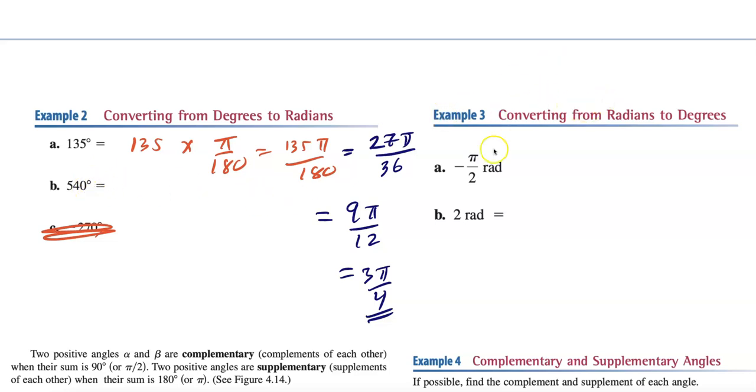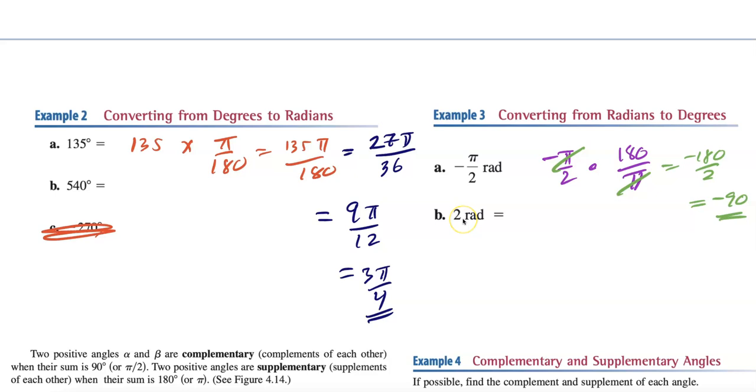But if you want to go backwards, what if you have radians, you want degrees? So, again, I just think, okay, I have a pi, I want to get rid of it. So, I'm going to multiply by 180 over pi. Nice thing here is the pi's cancel. You get negative 180 over 2, which is negative 90 degrees.